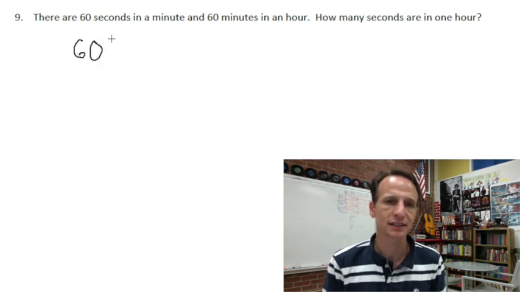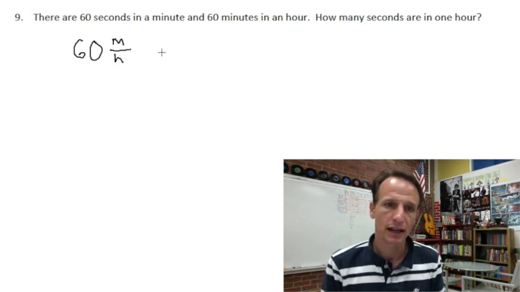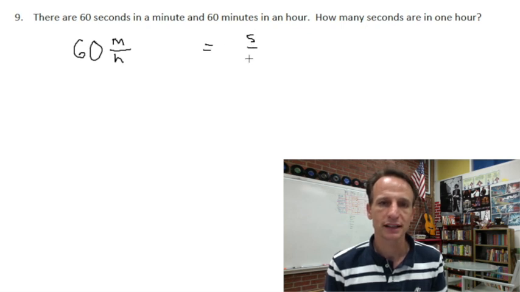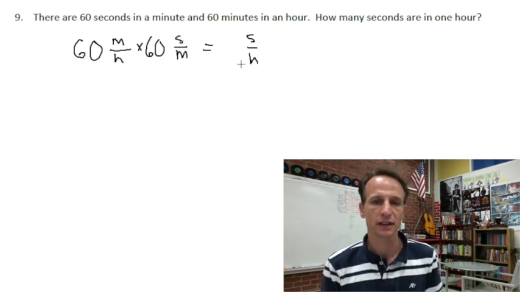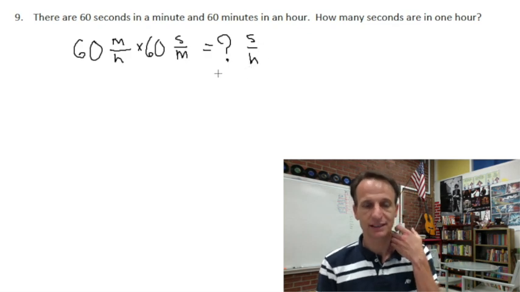We're saying there are 60 minutes per hour. And if we're starting with that, how many minutes in an hour, we're trying to find how many seconds in an hour. If we were to multiply this by, yes, 60 seconds per minute, we would end up with seconds per hour. And I'll put a good old-fashioned question mark.